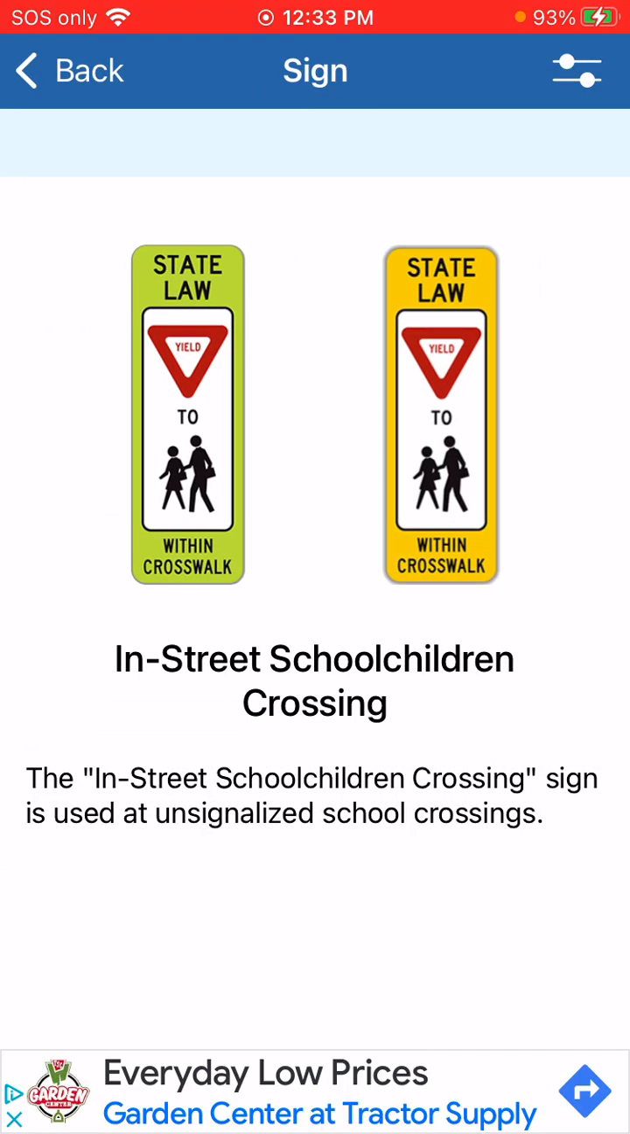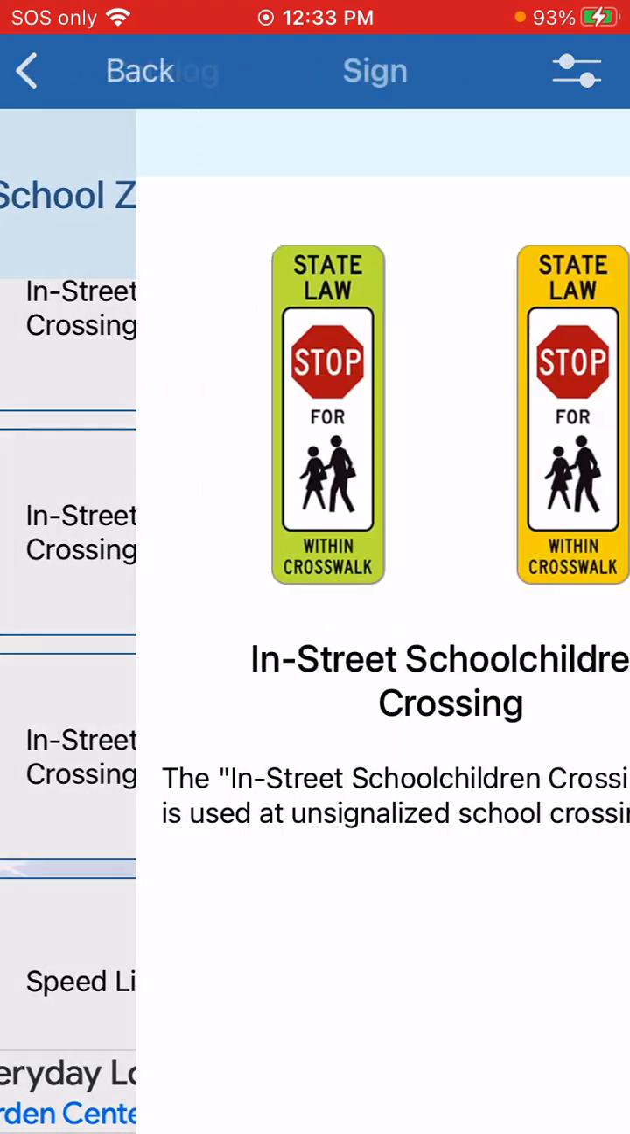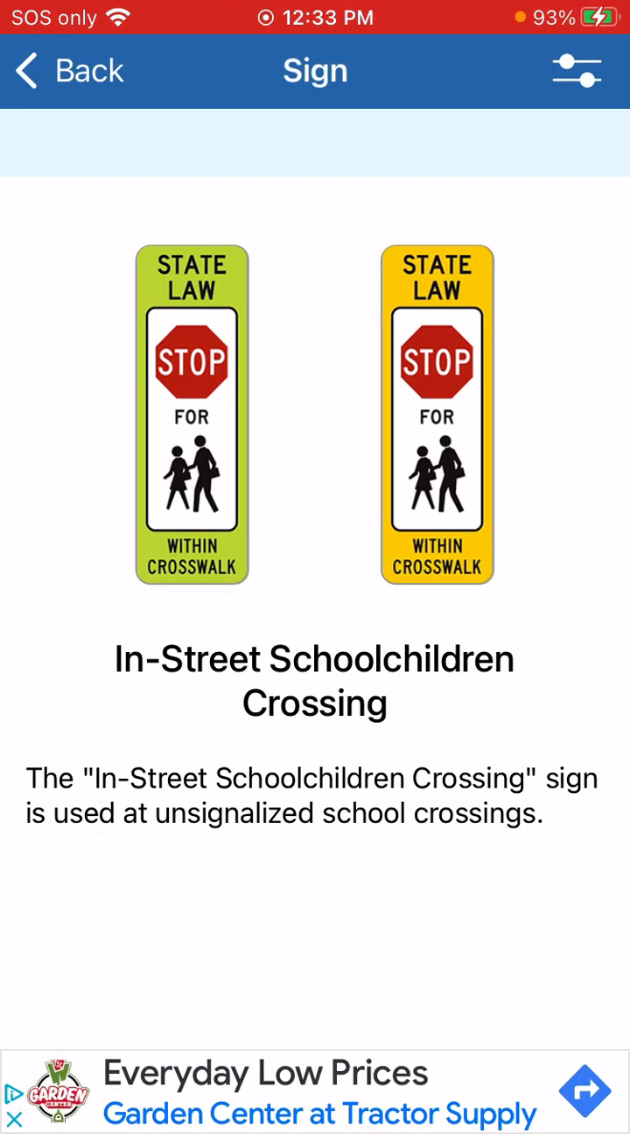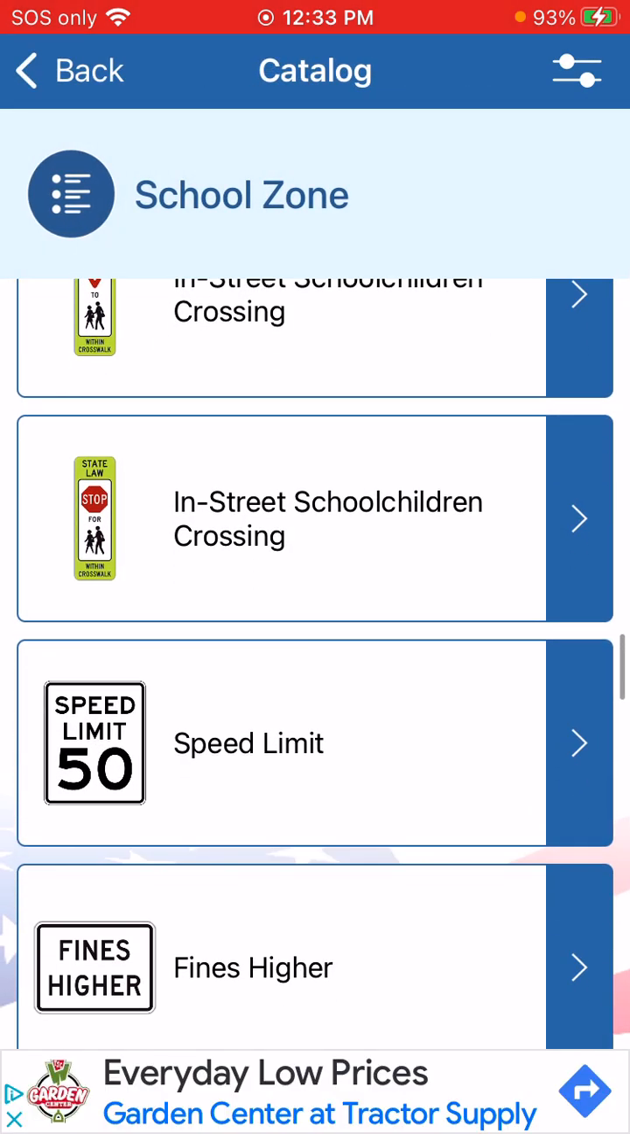In-street school crossing. The in-street school crossing sign is used at unsignalized school crossings.